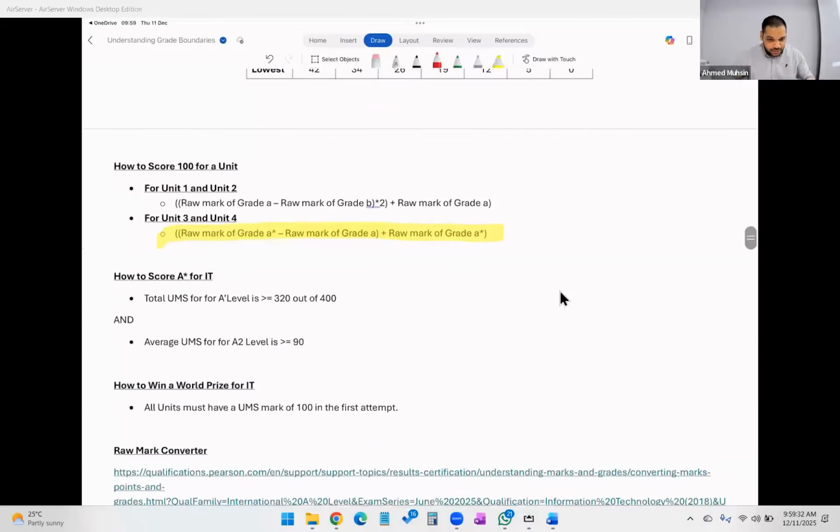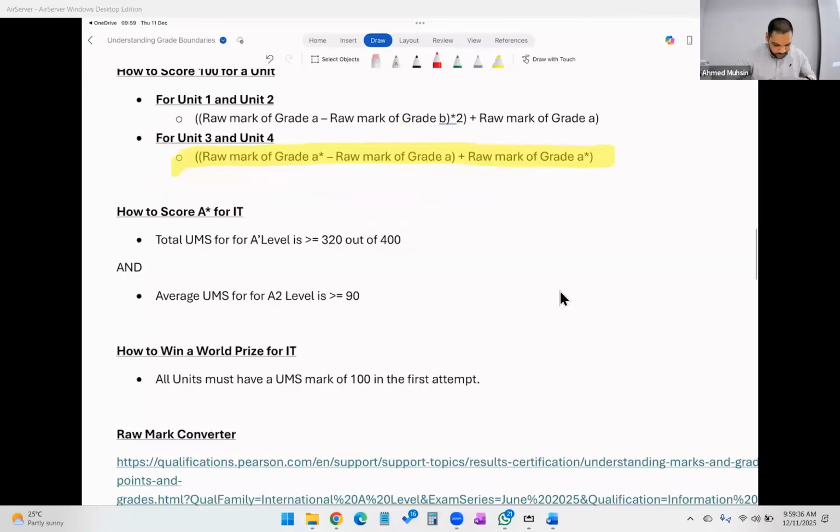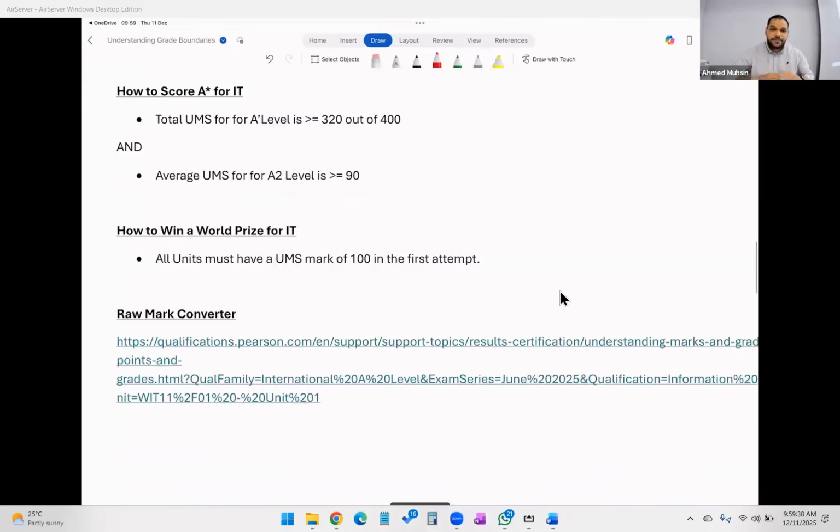The next thing I want to talk to you all about is how to score 100 now. Guys, something a little confusing. Don't read the second point, read the third point. How to win a world prize for IT. How do you get a world prize? In all 4 units, you have to score 100 marks in your first attempt. 100 mark of UMS. Your UMS should be 100 in your first try.